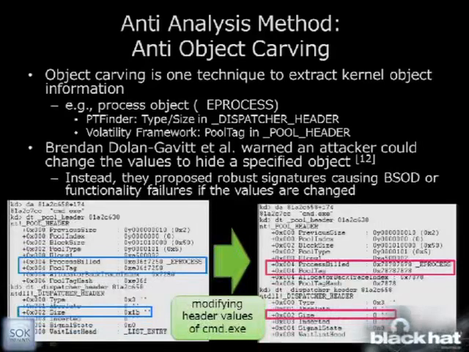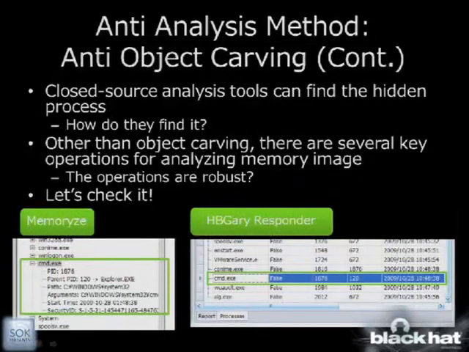For example, the pool tag and size in the headers of the process object are modified like this. Open source tools cannot extract the process information. So he proposed robust signatures causing blue screen or functionality failures if the values are changed. On the other hand, closed source tools like Mandiant Memoryze and HBGary Responder can find the hidden process. How do they find it?